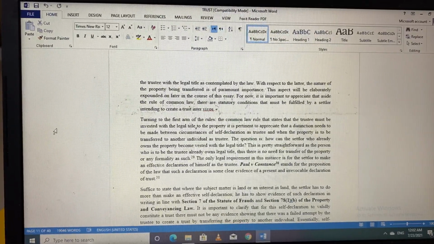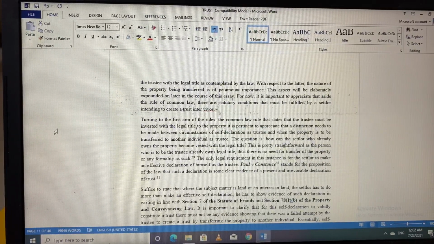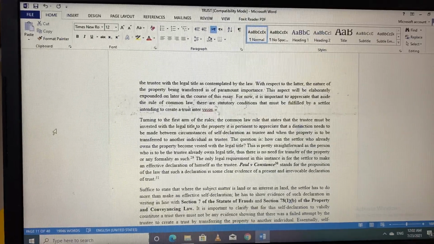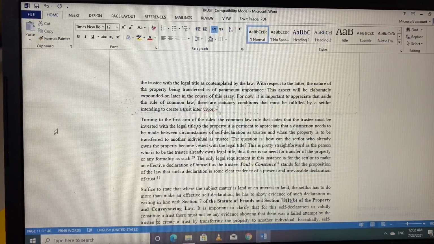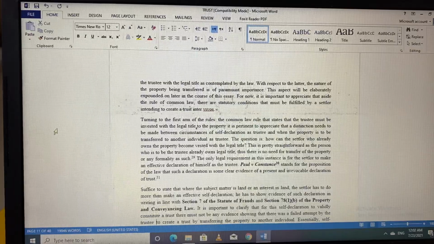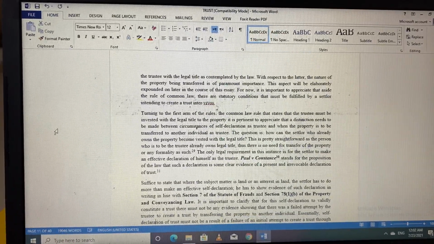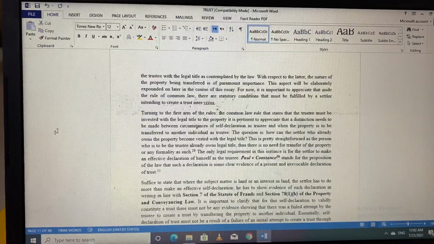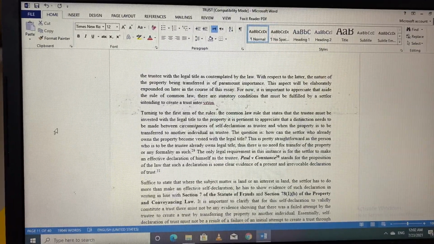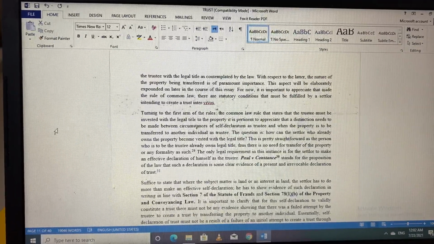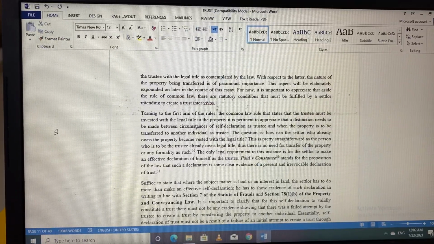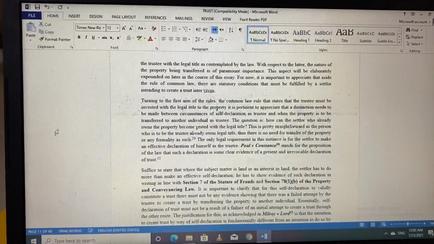Just say, from today onward, I am no longer the owner of this, and instead I will be holding it on trust. And if you look at the case of Paul versus Constance, it stands for the proposition of law that such a declaration is a clear evidence of a present and irrevocable declaration of trust. Pardon me. Now, that is that.